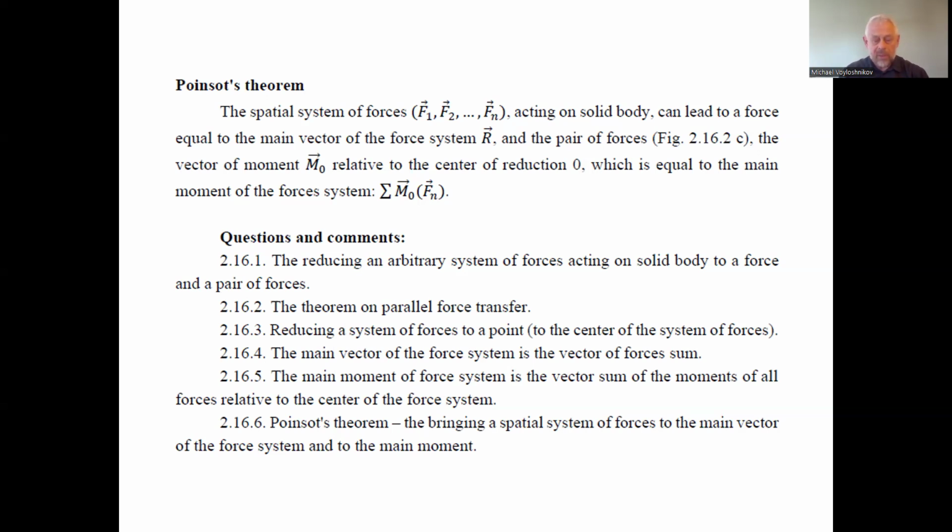The main vector of the force system is the vector of the force sum. If we transfer all assigned forces of the system to one reference point, we can find the main vector of the force system just by using the vector sum of the forces. The main moment of the force system is the vector sum of the moments of all forces relative to the center of the force system.